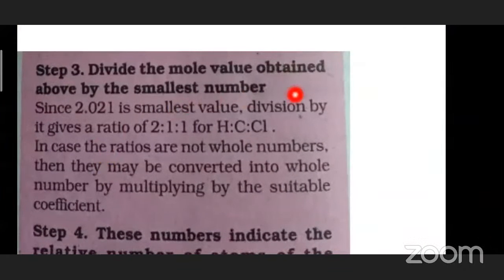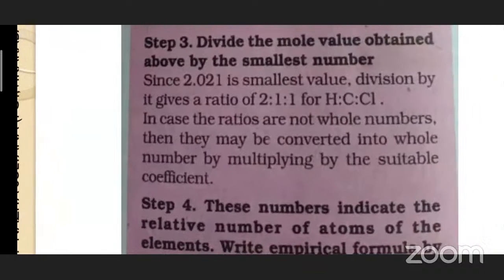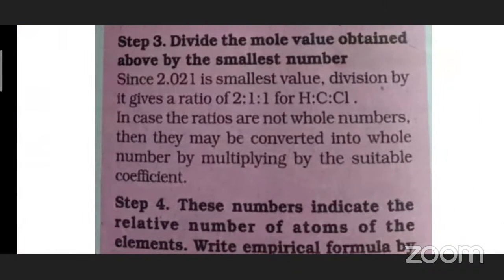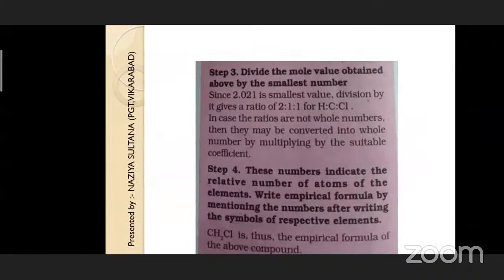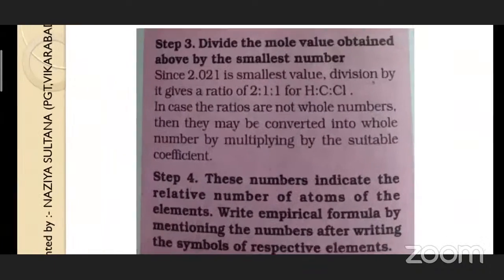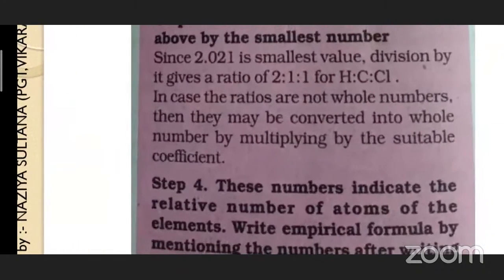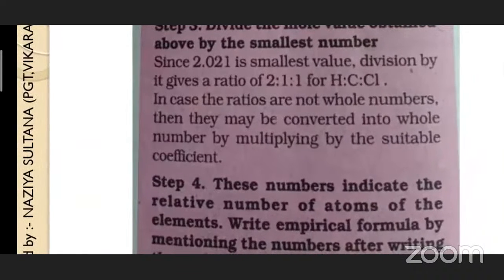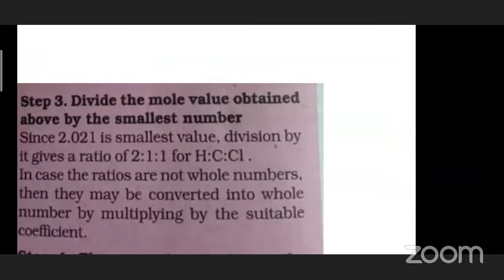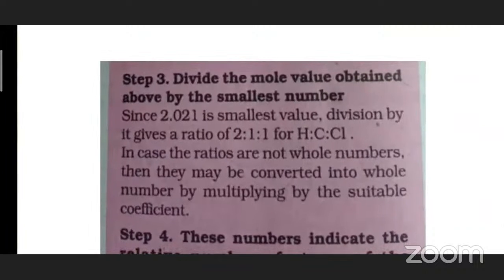Divide the mole value obtained above by the smallest number. So in that case we have got the moles of each element. Among that you have to observe which one is the smallest value. You have to select that value and divide all the moles with that particular smallest value. In that example, the smallest value is 2.02, so we are dividing all of these with 2.02.